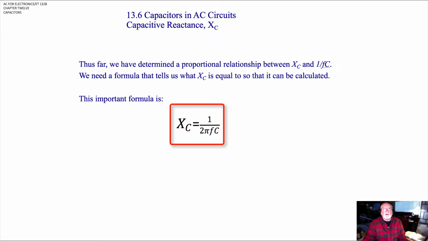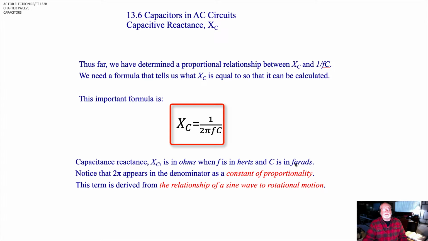We need a formula that tells us what the capacitive reactance X sub C is equal to so that it can be calculated. Since we started with this X sub C and 1 over FC relationship, the relationship that we need for capacitive reactance is 1 over 2 pi times the frequency times the capacitance. The capacitive reactance, X sub C, is in ohms when the frequency is in hertz and C is in farads.